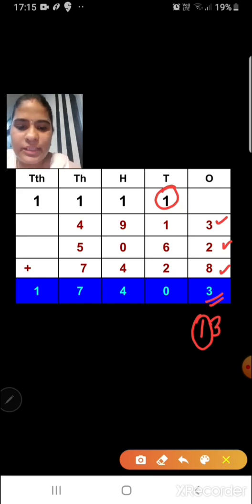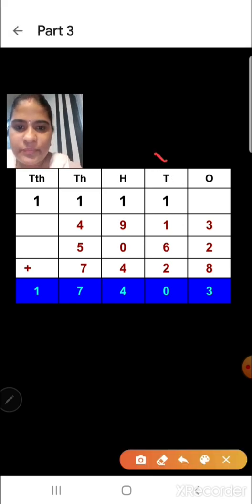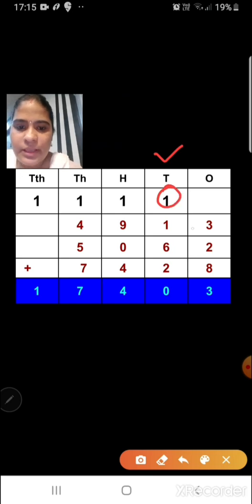After that, we are moving towards tens place. We have 1 carryover and 3 digits. So let us add. 1 plus 1 is 2, 2 plus 6 is 8, 8 plus 2 is 10. So 1 will be carry over in hundreds place and 0 you will write in tens place. After that, in hundreds place we have 1 carry over and 9 plus 0 plus 4.